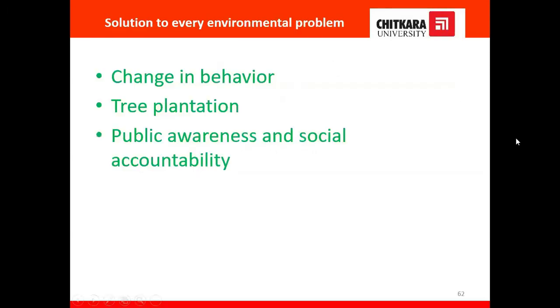So solution of every environmental problem: change in our behavior. It should be started at individual level. Our behavior must have some kind of thinking regarding the environmental conservation. Whatever little we can do. Tree plantation, it is very, very important. It is a solution of every environmental challenge. Public awareness and social accountability. If we feel our accountability, we can recognize our power like Hanumanji. So that can be done in an easy way.